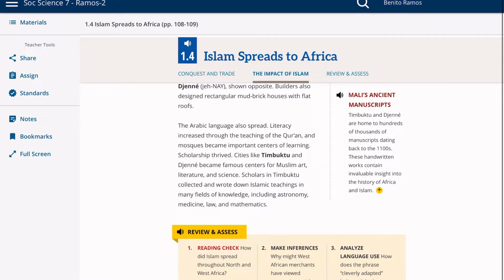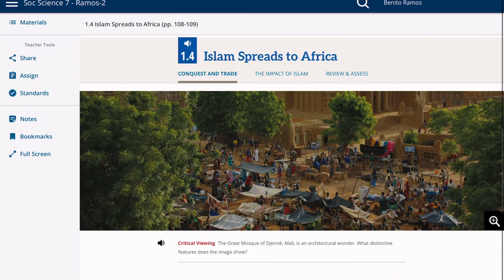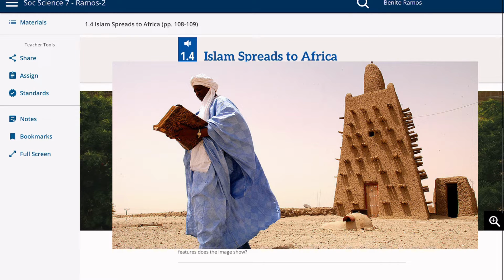Furthermore, the Arabic language also spread, so literacy increased through the teaching of the Quran, which is the Bible of the Muslims, and mosques became important centers of learning, madrasa. Scholarship thrived as well, so research about astronomy, medicine, etc. increased. Cities like Timbuktu and Genève became famous centers for Muslim art, literature, and science. Scholars in Timbuktu collected and wrote down Islamic teachings in many fields of knowledge, including astronomy, medicine, law, and mathematics.